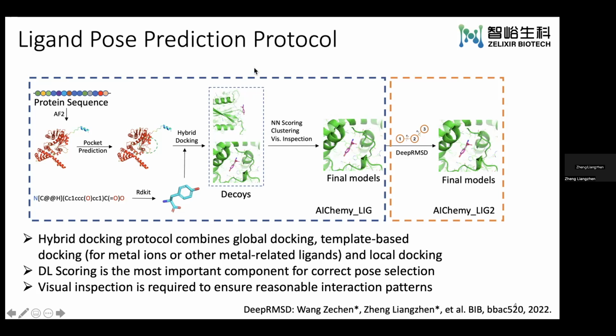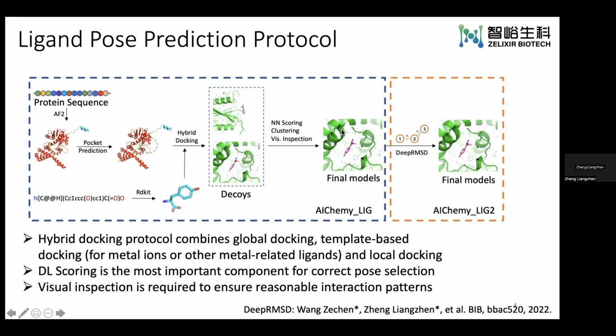After we generate a lot of decoys, first we use the transformer-based deep learning model introduced previously to score all of the docking poses and select the best 20 decoys. We perform a clustering analysis by comparing the RMSD between the different decoys. After that, we visually inspect the models and select the 5 models for final submission. The blue box shows the protocol for the Ligand 1 team.